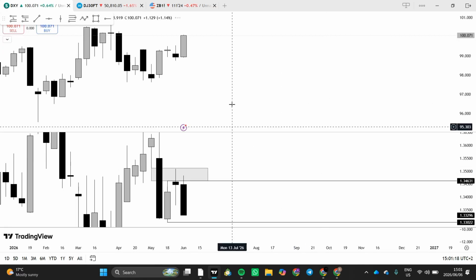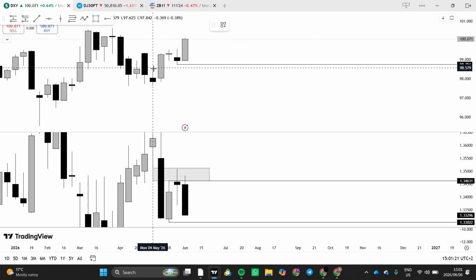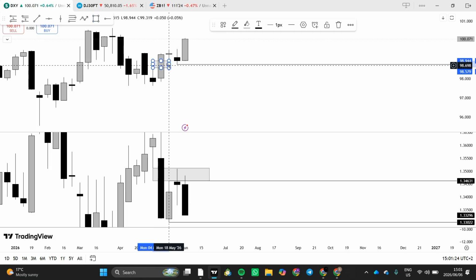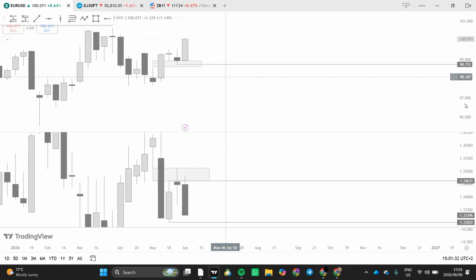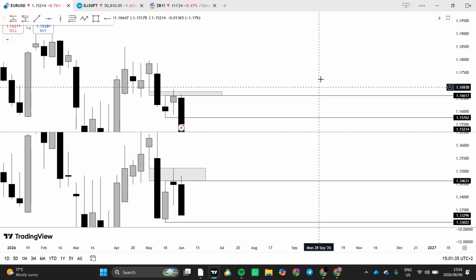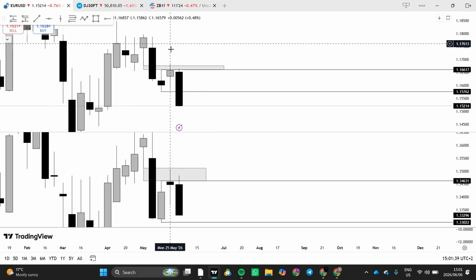Same thing happened on the DXY. We had a fair value gap again right over here. So we had our key levels marked off, and now let's just drop down to our lower time frames and see what actually happened.